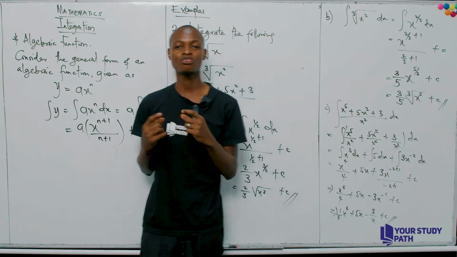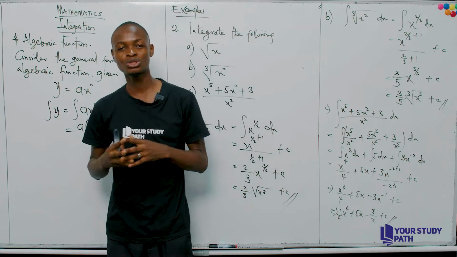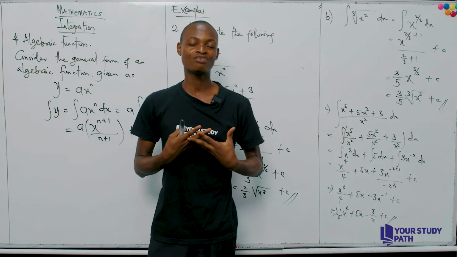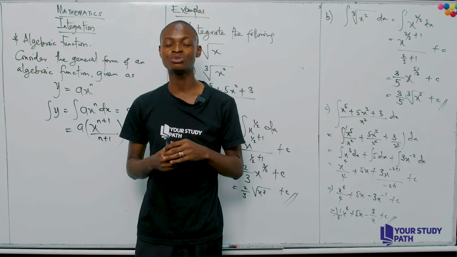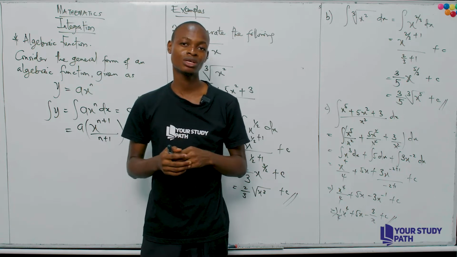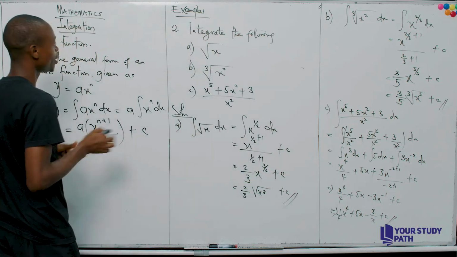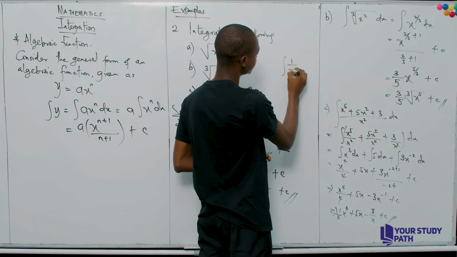What you have to watch out for is when your power becomes such that if you were to divide by the new power, you'll be dividing by a value of 0. That is something you have to be very, very careful about. And when does that happen? It happens when you integrate functions like this.